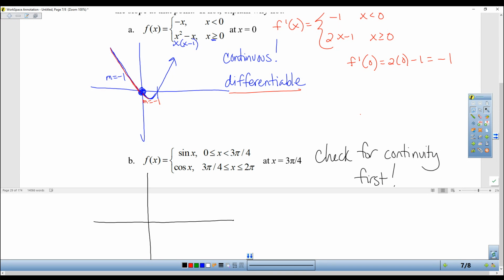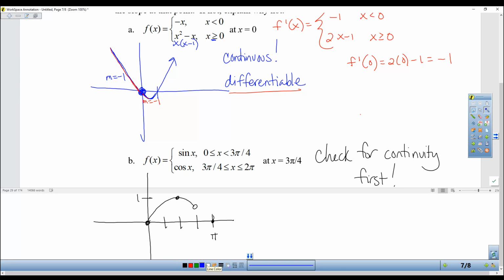So this is mostly just an exercise in graphing sine and cosine. Sine starts at 0, goes up to 1, and comes back down. Although we're not going to graph it that far, we're going to stop right there because it's only going to 3/4.